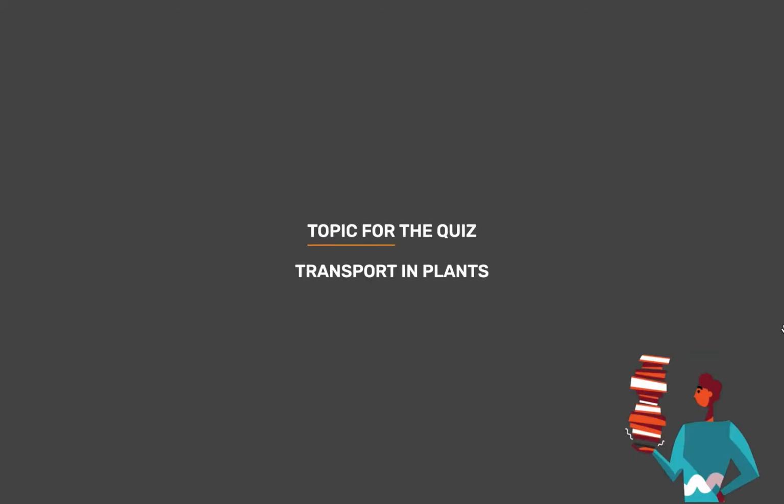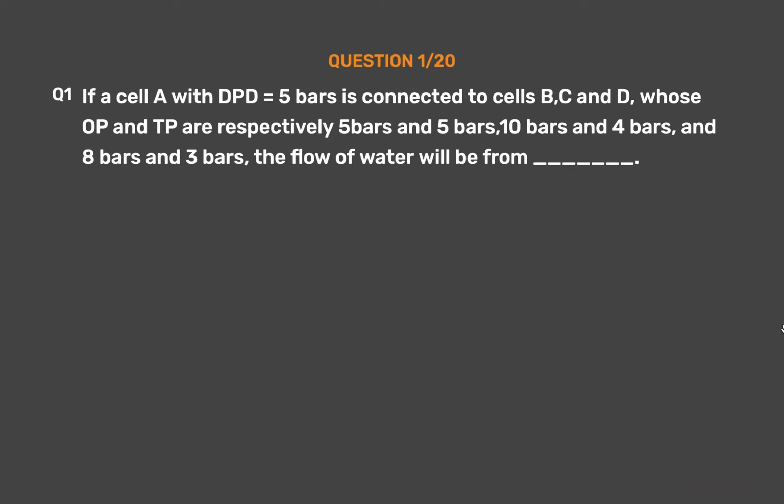Topic for today's quiz is Transport in Plants. Question number 1. If a cell A with DPD equals 5 bars is connected to cells B, C and D, whose OP and TP are respectively 5 bars and 5 bars, 10 bars and 4 bars, and 8 bars and 3 bars, the flow of water will be from _. Option A, C to A, B and D.